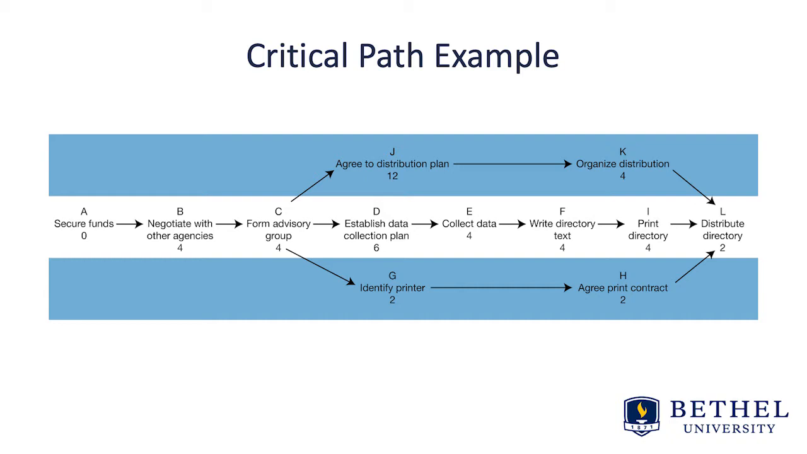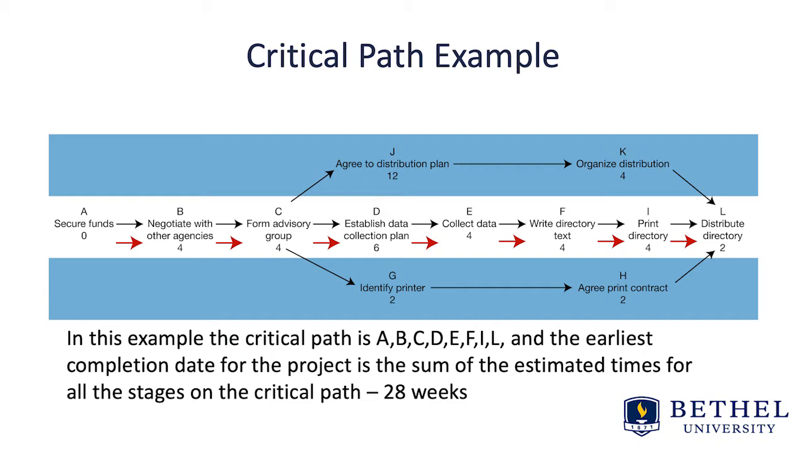But no matter what we do, we must stay on the critical path of establishing a data plan, task D, collect data, task E, write directory text, task F, print directory, I, and distribute the directory, which is task L. As you see here, if any one of those tasks get off track, then the entire project is off track. Whereas with the 2 alternative paths, you have slack, or you have the opportunity to be able to do other activities and not make the project late.